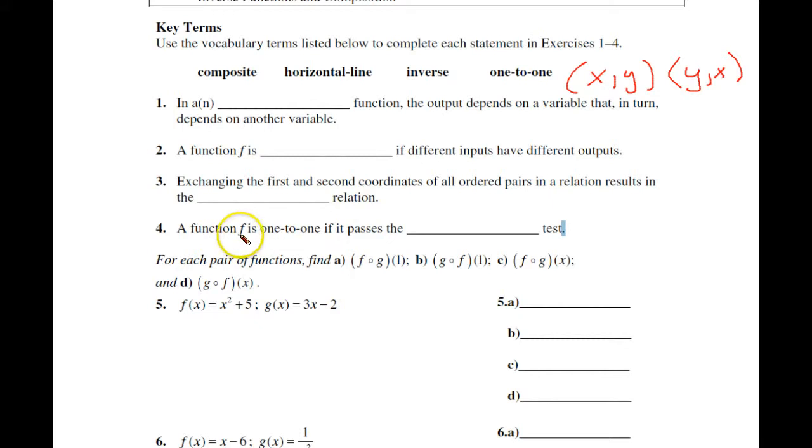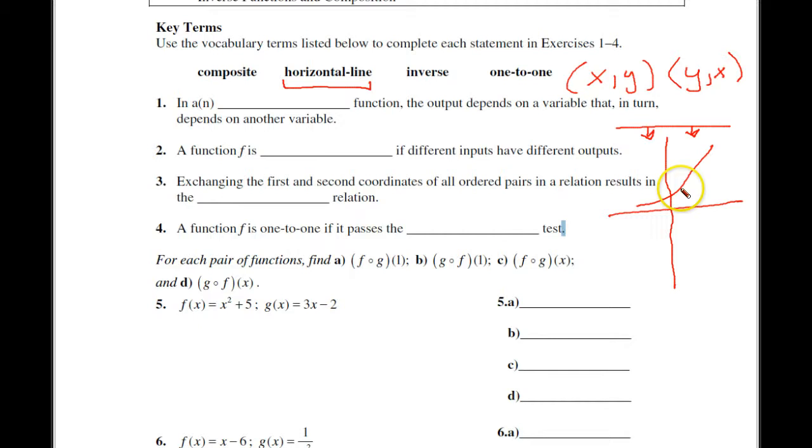This is straightforward. This is the inverse. A function f is one-to-one if it passes, we had said, if we saw a graph that looked like that, and we were to bring down across the face of it a horizontal line, and that horizontal line only intersected in one place at a time, we say it passes the horizontal line test, and that's right here. And that indicates it is a one-to-one relationship. Okay, let's go on.